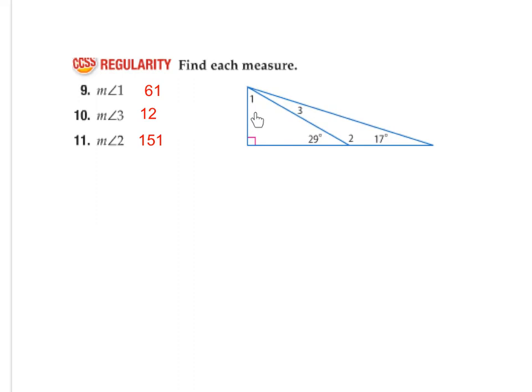Okay, first we're going to find 1. Angle 1 is equal to 61 because these three angles right here add up to 180. We can also then find 2. Angle 2 is supplementary to 29, so therefore it is 151 because those two angles are linear pairs. And once we have 2, we can now find 3 because these three angles right here, 2, 3, and 17, are going to add up to 180. Alrighty.